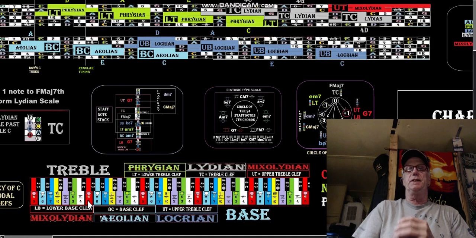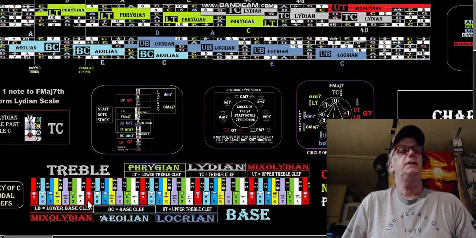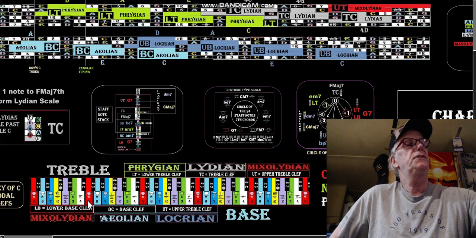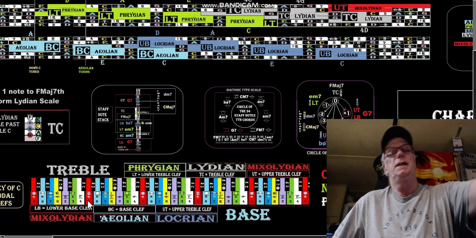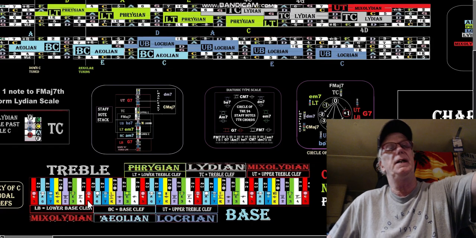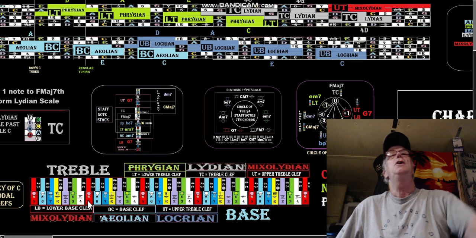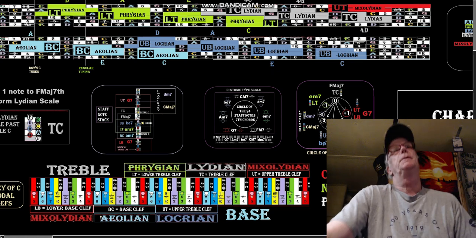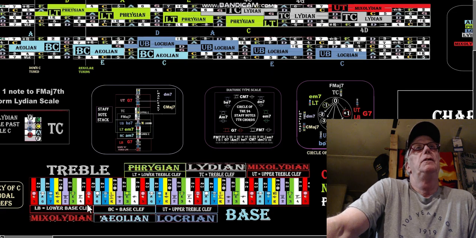Remember, Cage is in the key of C. It's not in the key of A. It's not the A, B, C sharp, E, F sharp system. Cage is in the key of C: C, D, E, G, A. So we're working in the key of C here. G to G is the Mixolydian. That's the lower bass clef.